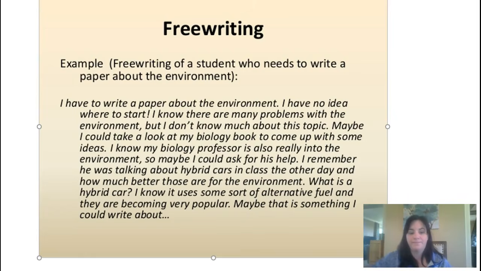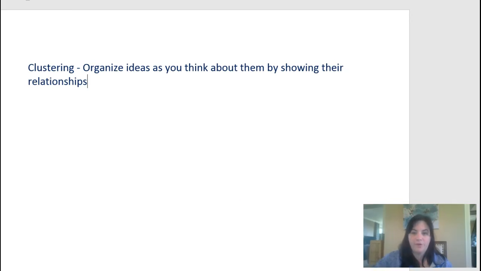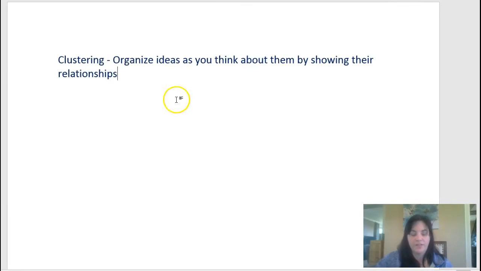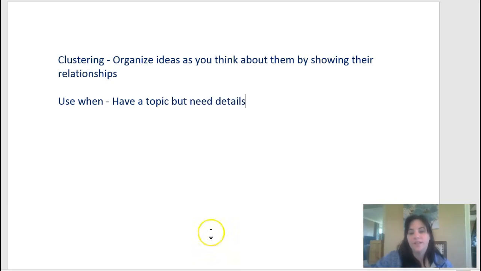The third type of pre-writing that I'm going to show you is clustering. You may have heard this referred to as webbing or mind mapping from other teachers, but all those 3 words mean the same thing. Clustering allows you to organize ideas as you think about them by showing their relationships. This is good for when you have a topic, but you need details. I will show you what this looks like in several examples, and it'll make a lot more sense.